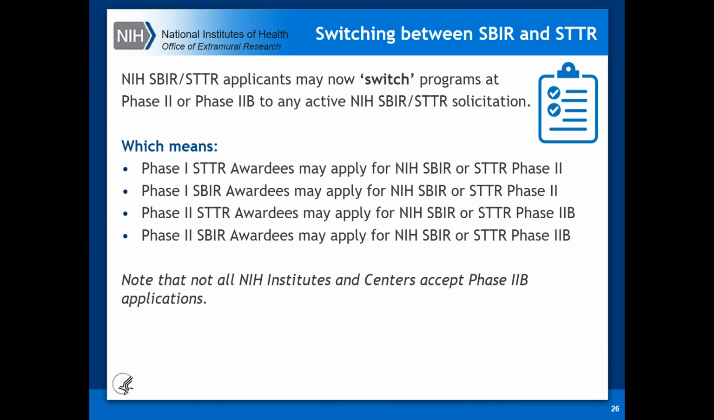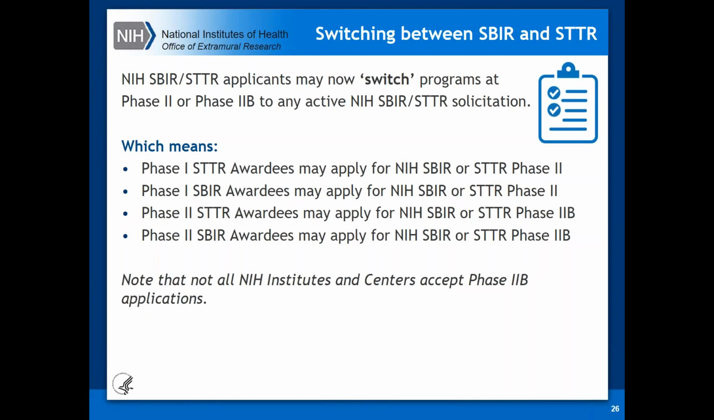So one of the other interesting things that you can do is when you're switching between SBIRs and STTRs, you can now switch at phase 2 or 2B to any active SBIR STTR solicitation. In other words, for example, phase 1 STTR awardees may apply for an SBIR STTR phase 2. For example, if the phase 1 STTR awardee, remember, you had to have a nonprofit research institution with you for the STTR awardee, and perhaps in phase 2, you no longer need the institution, so you would want to switch over to an SBIR perhaps.